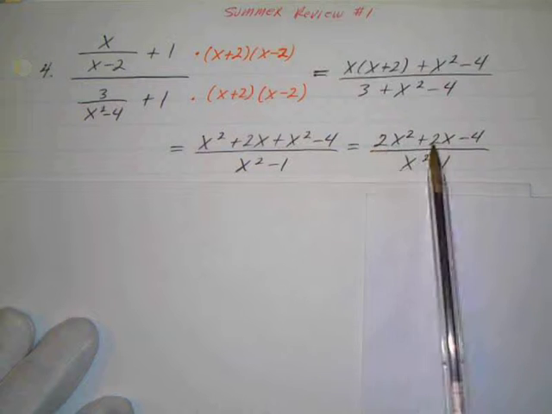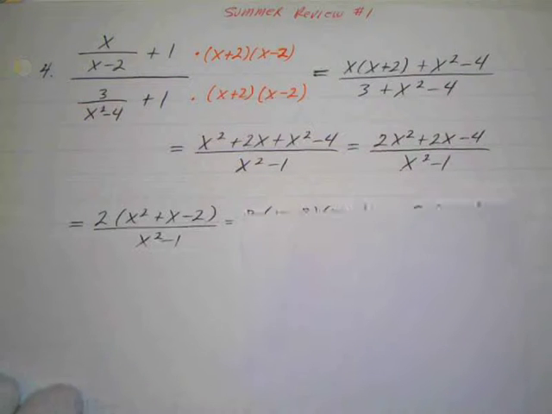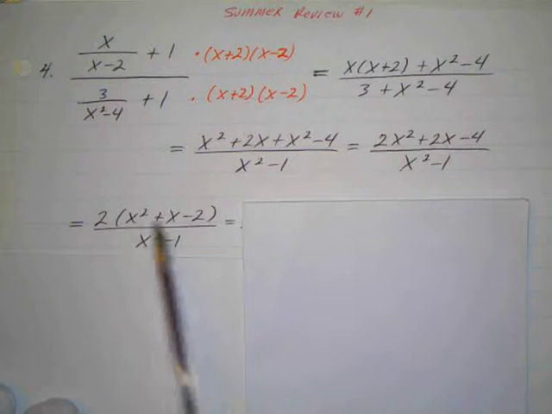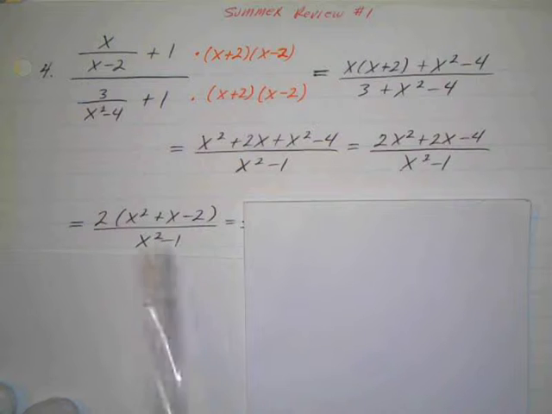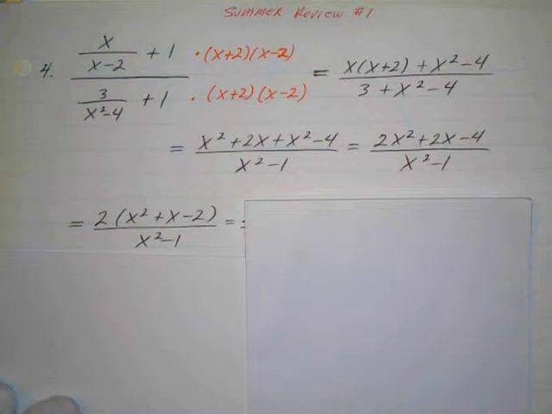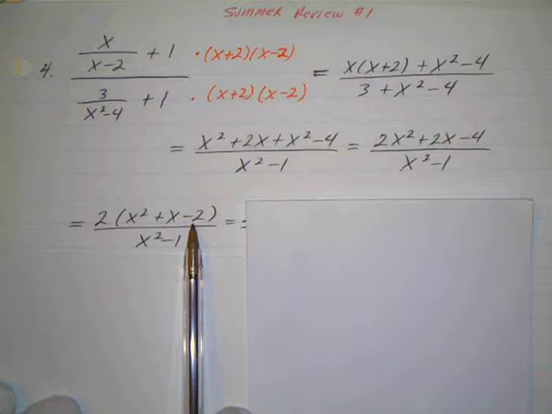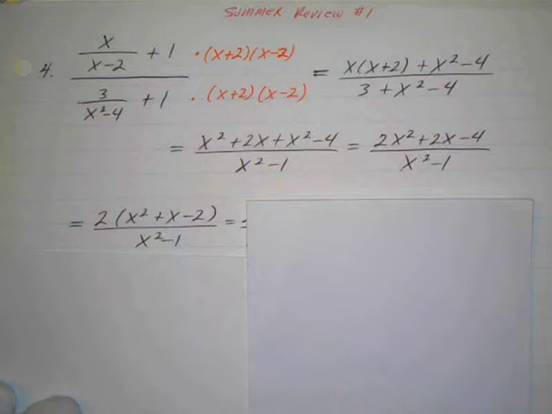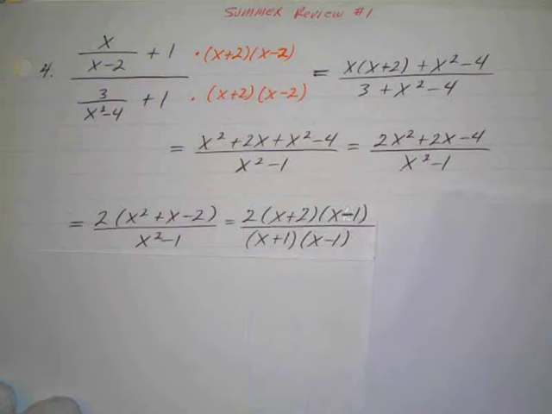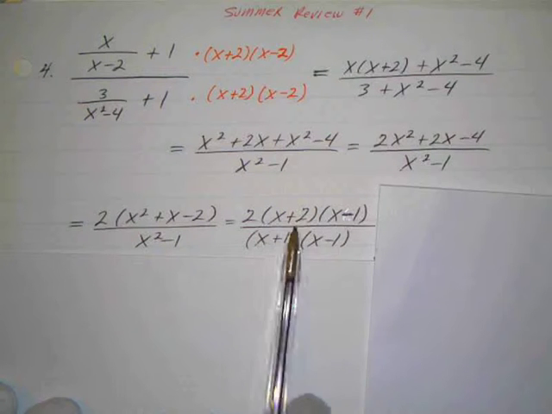And I see I have a common factor of 2, so I'll factor this 2 out. And I've got 2 times x squared plus x minus 2 all over x squared minus 1. Now I've got a lot more factoring. Big deal, factoring. Okay, so I got a simple trinomial. I need two numbers to multiply to give negative 2 and differ by 1. That's easy enough, that's just 2 and 1. So this factors to be x plus 2 times x minus 1.